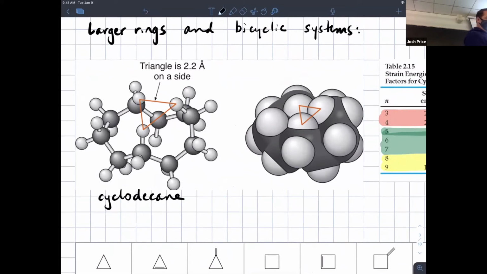what they call transannular steric interactions. Trans means across. Annular means having to do with the ring. Transannular is across the ring type of interactions. And it's hard to find a conformation of cyclodecane in which you do not have 3 protons bumping into each other. And you can have similar problems in the other sized rings.